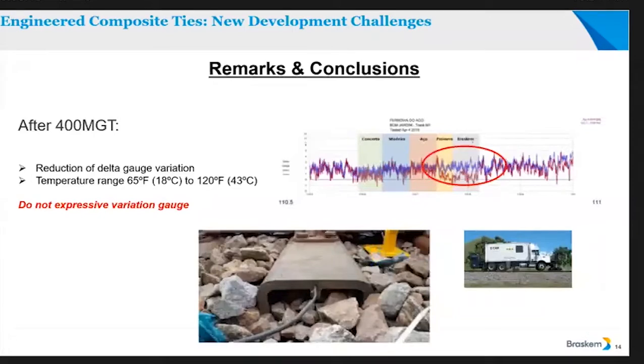When you see the gauge, after we install the composite tie, we have reduced the delta gauge variation. The blue is before installing the composite tie, and the red line is after. So we are reducing the variation here. And another point that we were concerned about was the temperature, the gauge variation by temperature. And you see that there was no expressive variation.